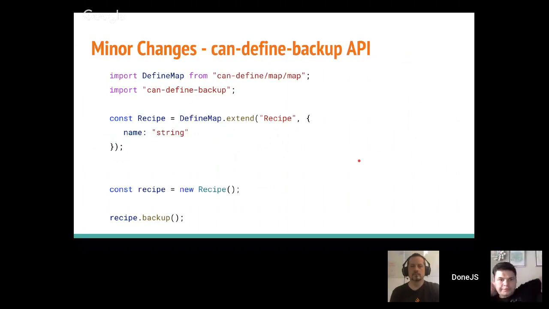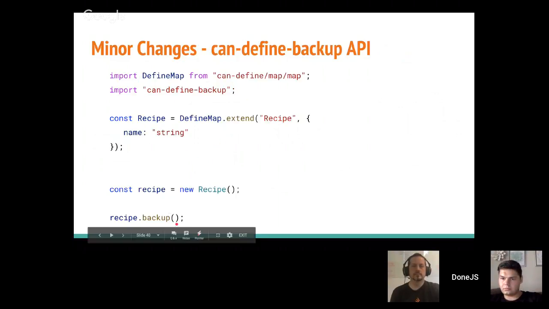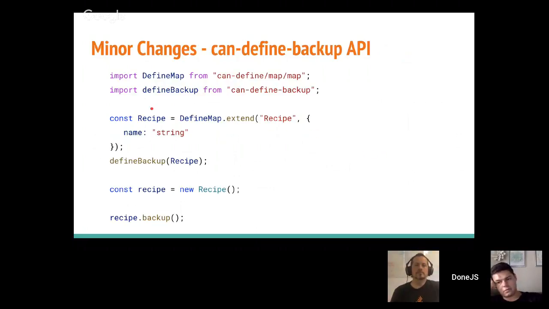So the next thing is can-define backup. If you're using the can-define backup plugin, this used to work automatically. All you had to do was import can-define backup, and then automatically all of your define maps would have these backup and restore properties. This doesn't happen anymore. We're moving a lot of these plugins to be mix-in based so that they don't make global changes throughout your application. So what you have to do now in 4.0 is import this as a named function and then call that function on the constructor that you want to have the backup and restore methods. This one you'll have to do manually.